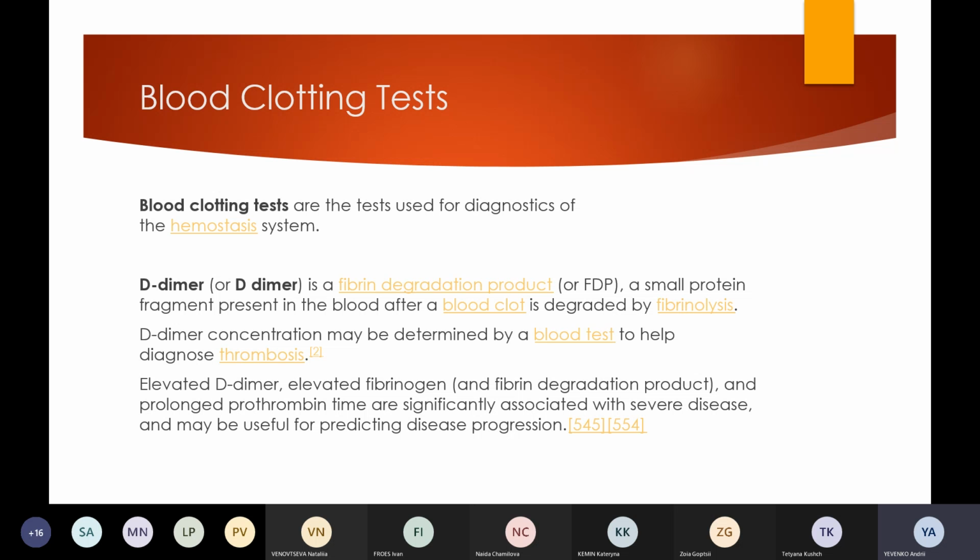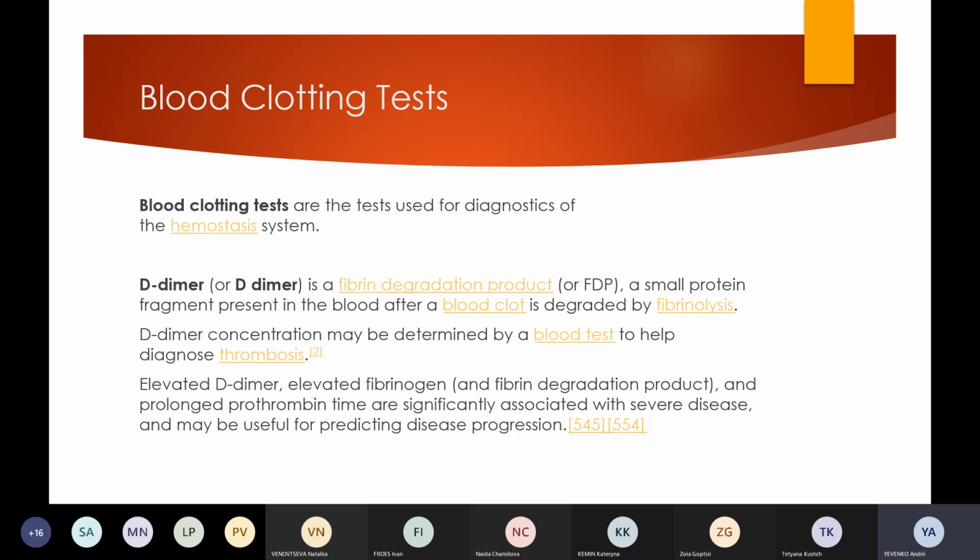So the next important blood tests I want to talk about are blood clotting tests. As I've talked about before, blood has a clotting function to prevent bleeding. And one of the most important tests in this regard is the D-dimer test.